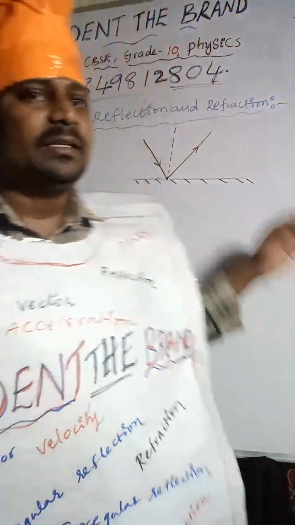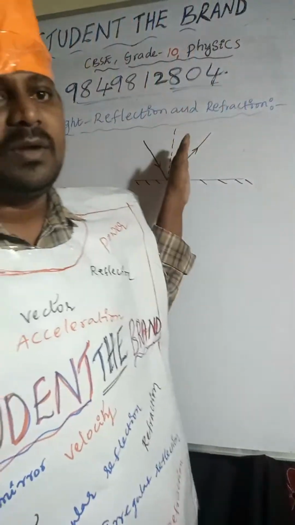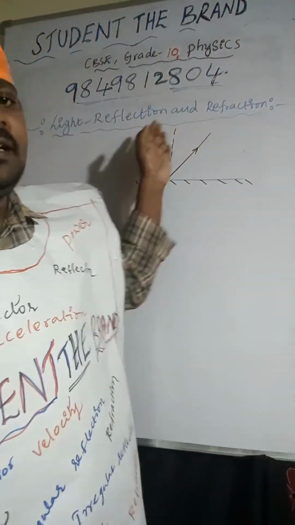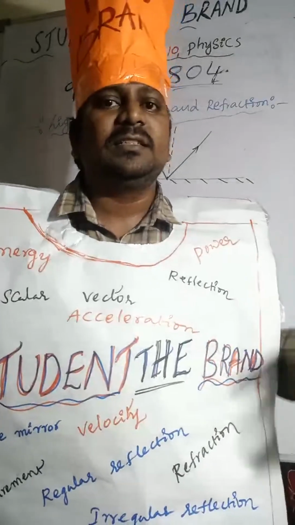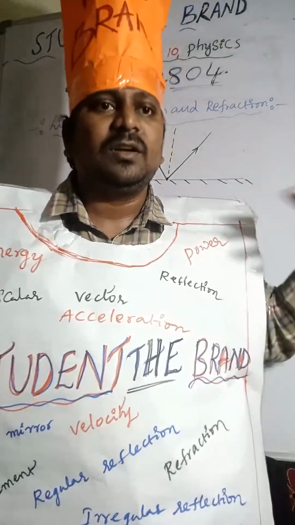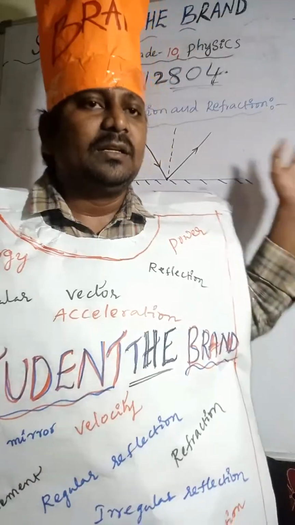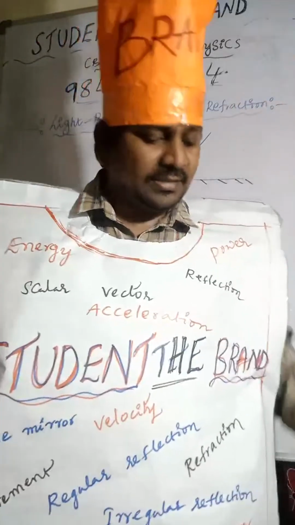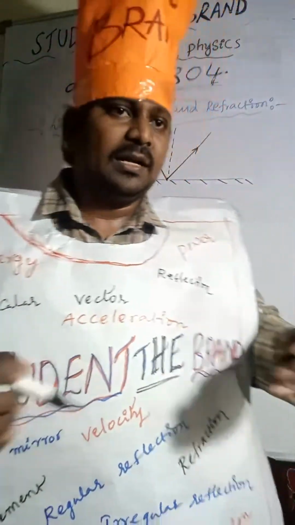Incident ray, reflected ray, normal line. The angle between the incident ray and the normal line is called the angle of incidence. The angle between the reflected ray and the normal line is called the angle of reflection. Okay, so one more line is there, that is the undeviated line.